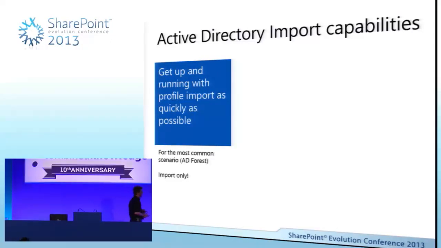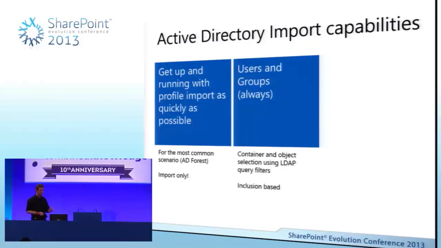The idea, again, for the most common customer deployment scenario, which is Active Directory, is to enable us to get the initial information into SharePoint quickly and easily. But it is import only. We can't use this to export properties to AD attributes, and it is Active Directory only. You can actually use this to speak to another LDAP system, but that is not supported. It always imports users and groups. We don't have the ability to turn off group import.